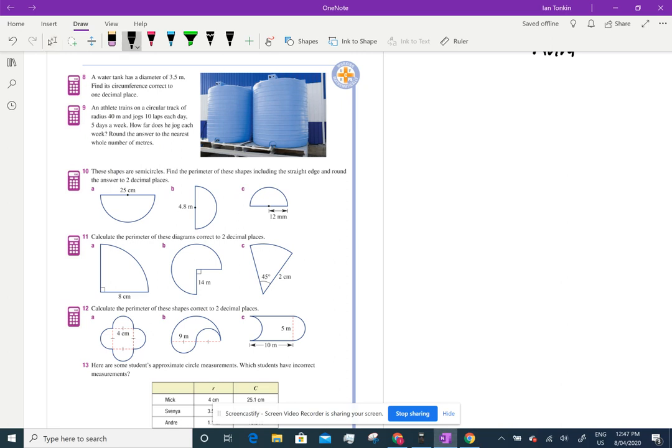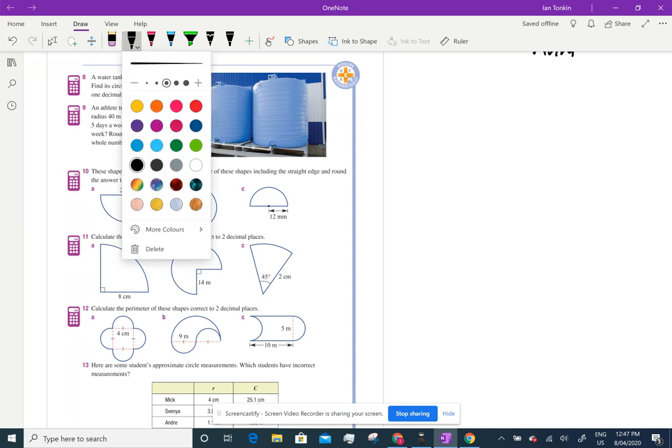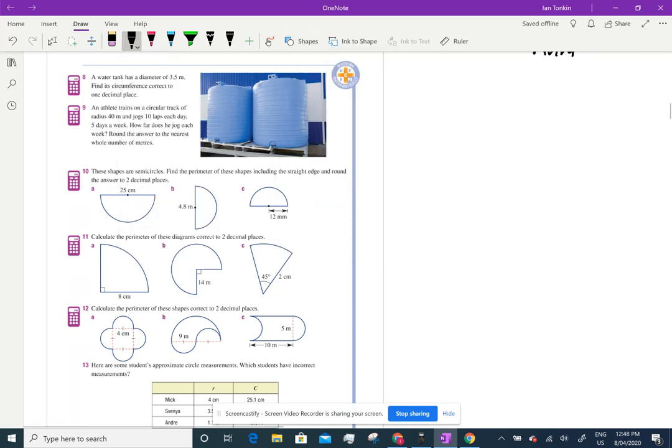Okay, you're right. For the rest of exercise 3B, we're just, again, finding the perimeter. And it's perimeter this time, not circumference. Well, in some cases it'll be circumference, but in questions 10, 11, and 12, it's actually perimeter. So let's have a go at some of these. I'm not going to do them all because I think you need to do them, but I'm just going to start the first one for you.